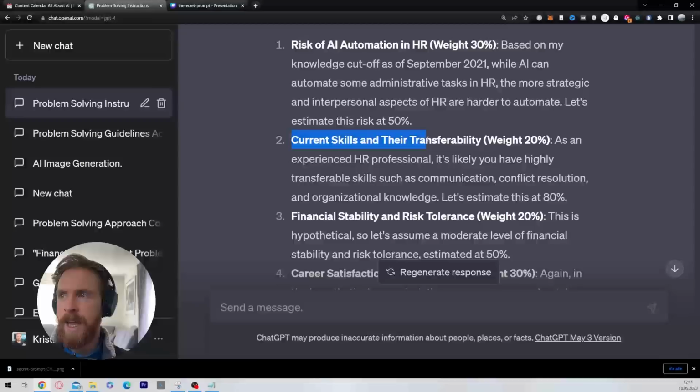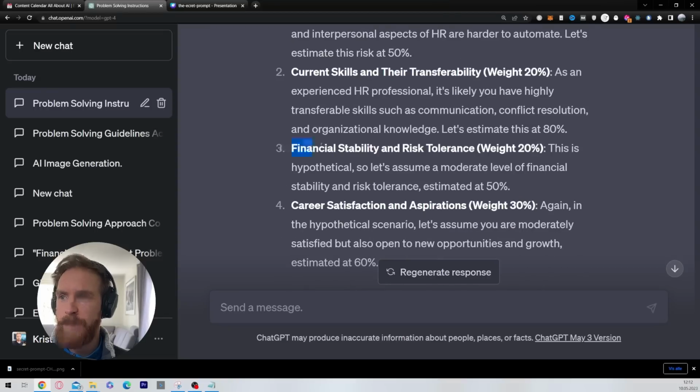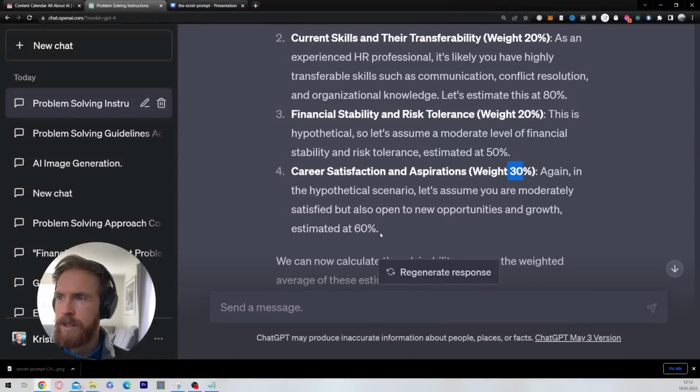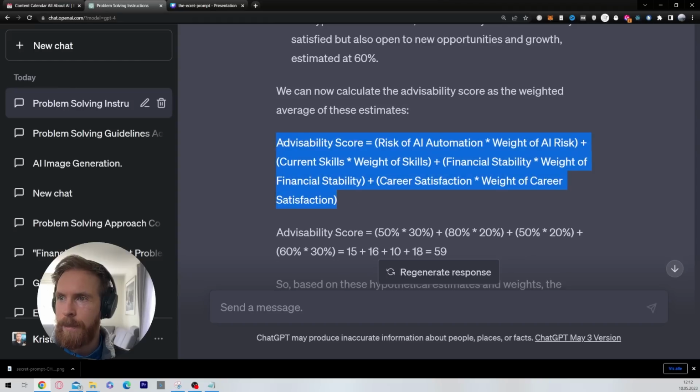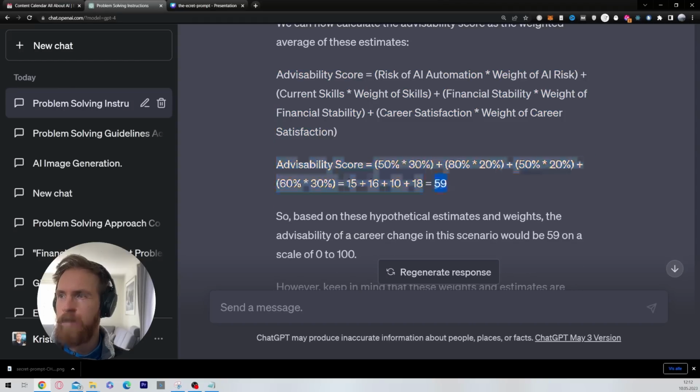So current skills and their transferability, that is 20% weighted. And they're going to estimate this at 80%. Financial stability and risk tolerance, 20% weighted. So this is at 50. Career satisfaction, also 30%. So this is, let's assume you are moderately satisfied, but also open to new opportunities and growth, estimated at 60%. We can now calculate the advisability score as the weighted average. So it does some kind of math here, and it ends up with 59.